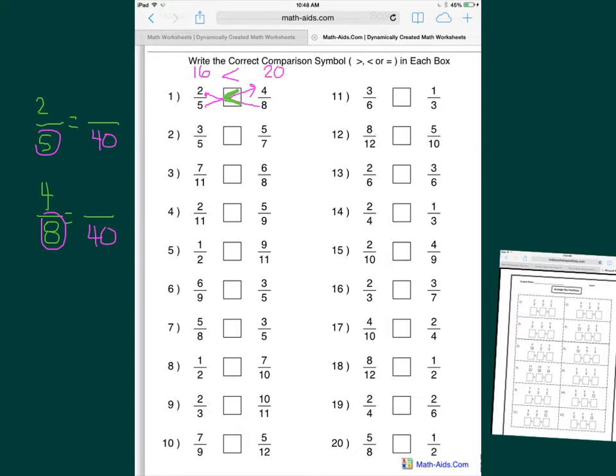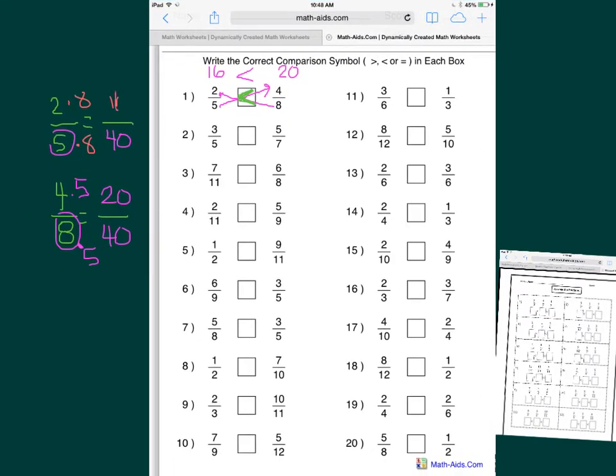Now, 8 times what is 40? 8 times 5 is 40. So remember yesterday we were keeping the denominator and numerator balanced by multiplying by the same number? You're going to do that here too. 4 times 5 is 20. So we found an equivalent fraction. And then let's do the top fraction. 5 times what is 40? 5 times 8. 2 times 8 is 16. Okay, 16 right there.